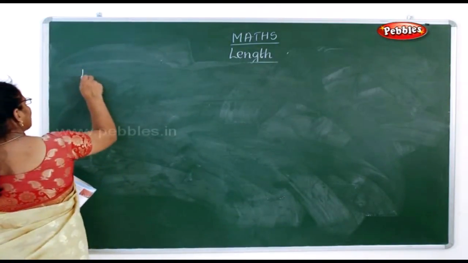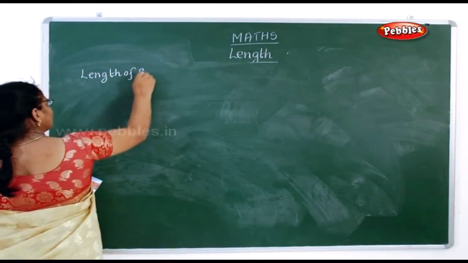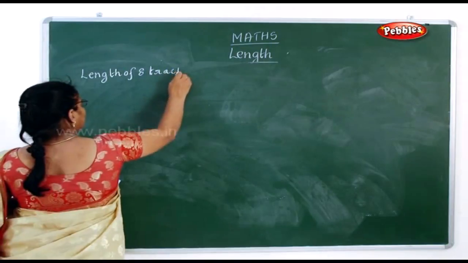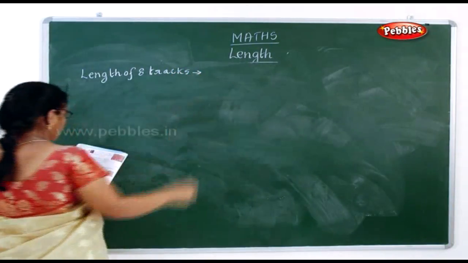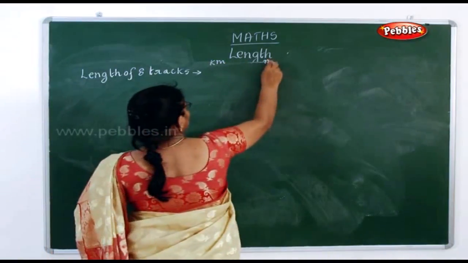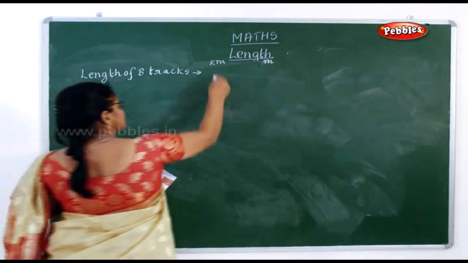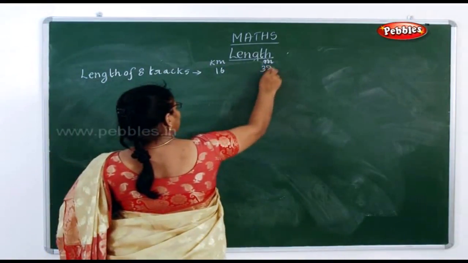Immediately you have to put length of 8 tracks. Now on the top, what you have to do? Kilometer and meter. Am I right or not? What is the kilometer there? 16 kilometer. Here it is 32 meter.